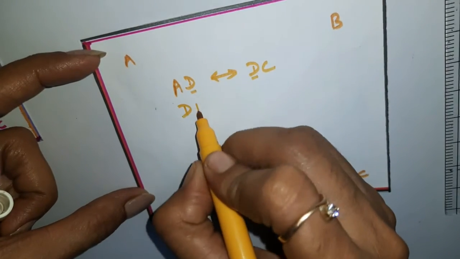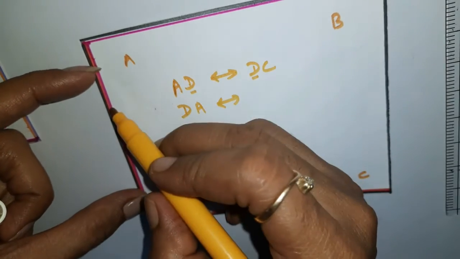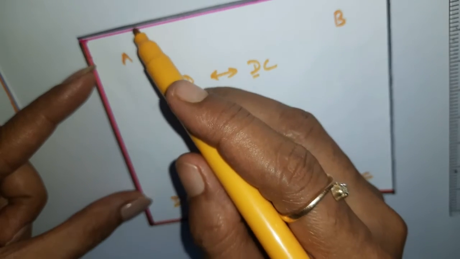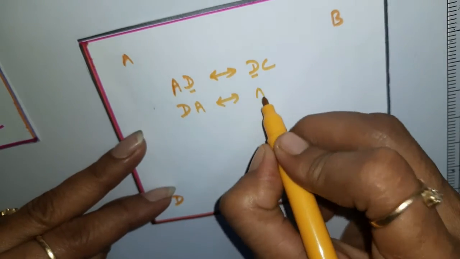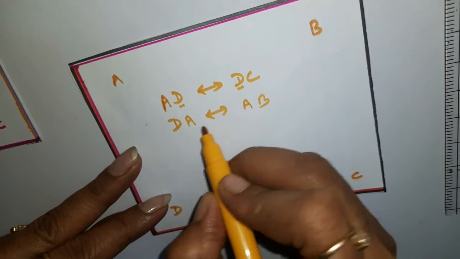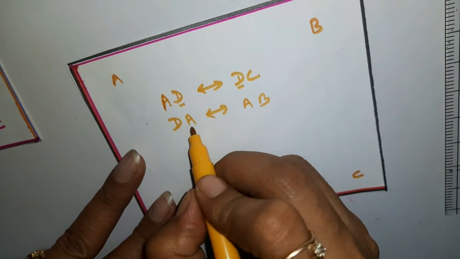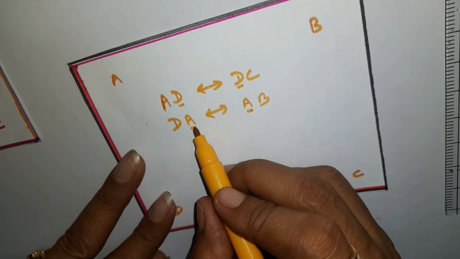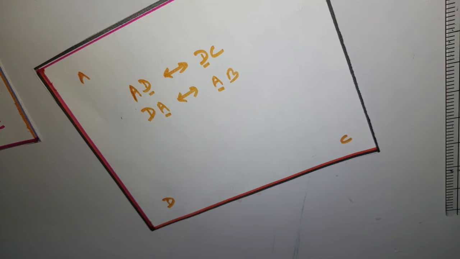Let us write it in this way, DA, and then beside it, the neighboring side, the one next to it with which the common point is shared, that is AB. So this is your adjacent side. So DA is paired with AB as adjacent sides. You can see here again, the common point is A. The common point is shared between them. Let us find the other pair also, if it is there or not.